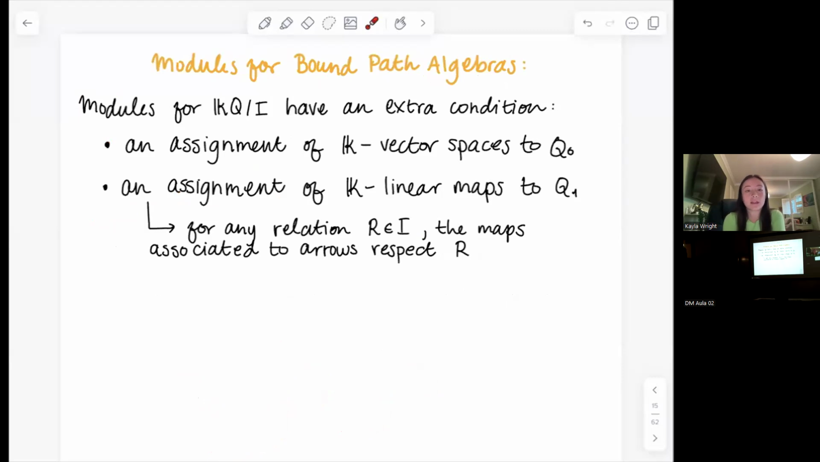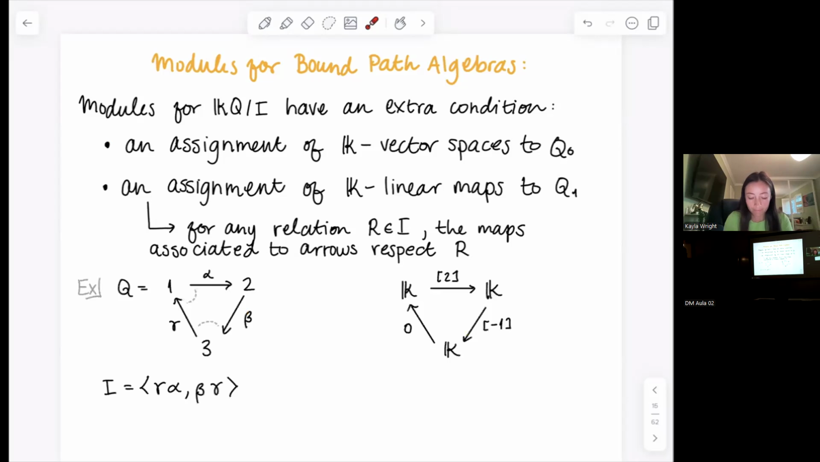If we are looking at KQ mod I, then it's kind of the same exact thing. We still want to assign vector spaces to vertices and linear maps to arrows, but we want the relations to be respected by the maps that we associate to the vector spaces. So let's take this different quiver Q, this 3 cycle, and let's take the ideal generated by gamma alpha, which is denoted by this angle that I have here in gray, and then the relation beta gamma.